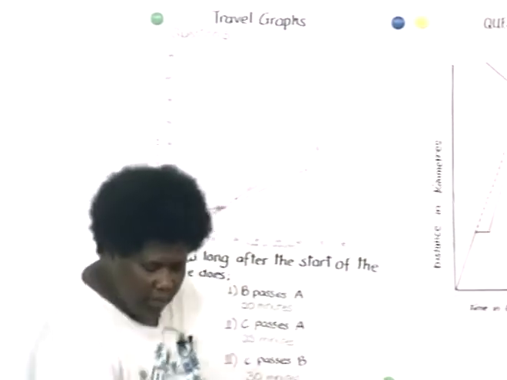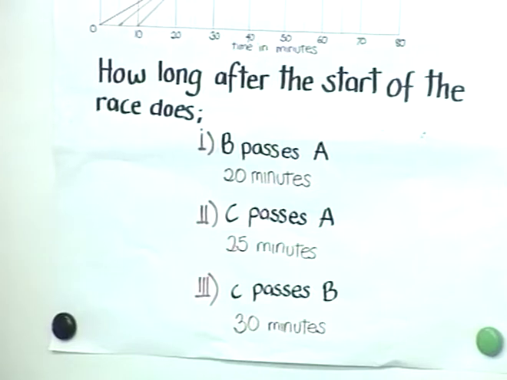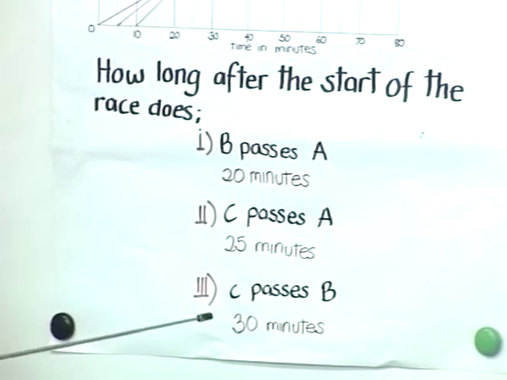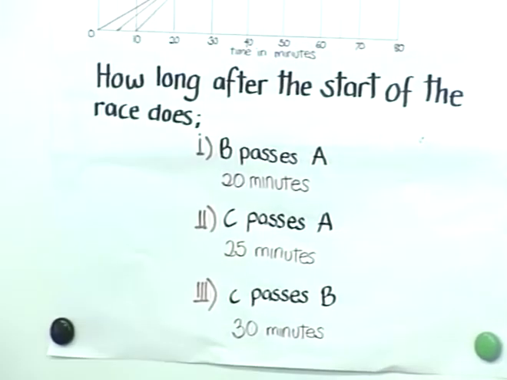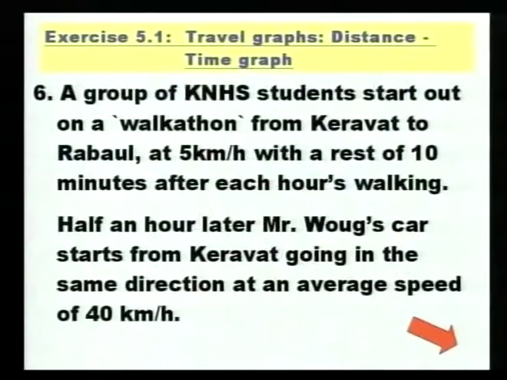Good. The answers again: B passes A 20 minutes after the race, C passes A 25 minutes after the race, and C passes B 30 minutes after the race. All right, the last question, question 6.